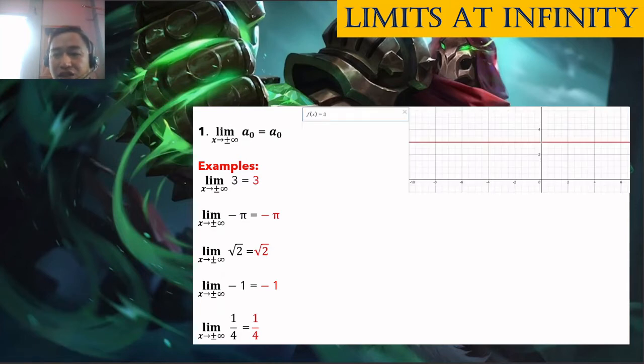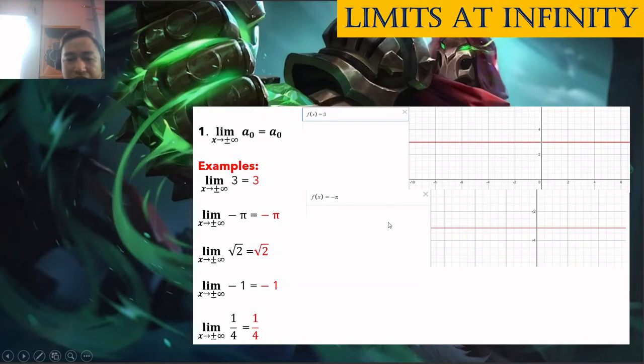So, as you can see in the graph, for the function f of x equals 3, as x approaches infinity, see that it goes to 3. And if it heads toward negative infinity, looking at the value of x heading to negative infinity, it still goes to 3. So the limit is 3 either at positive or negative infinity.